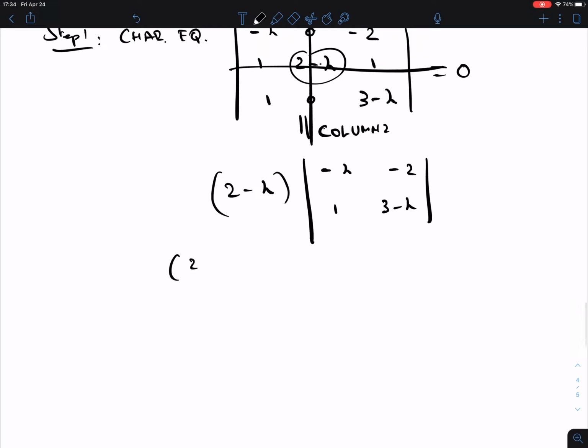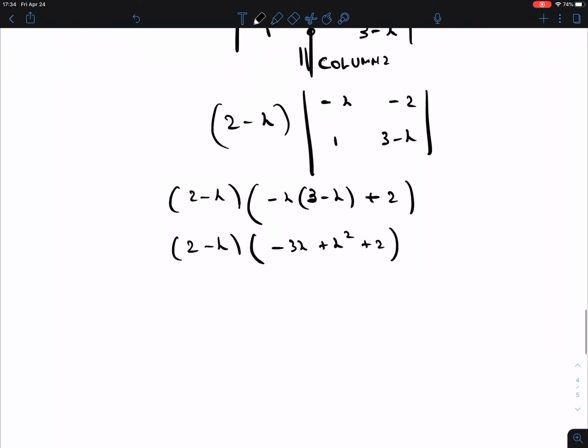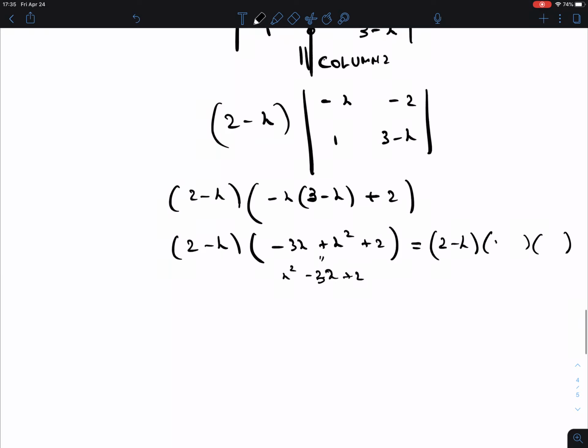Okay, that's a 2 by 2, so that one I just work out. So this is minus lambda times 3 minus lambda, minus negative 2, so plus 2. So that is 2 minus lambda, and I have here lambda squared minus 3 lambda plus 2, and now to factor the last one. I'm going to rewrite this underneath. Lambda squared minus 3 lambda plus 2. Okay, that's the same thing, right? So I have to find two numbers that multiply to 2 and add up to negative 3. So lambda minus 1 and lambda minus 2, right?